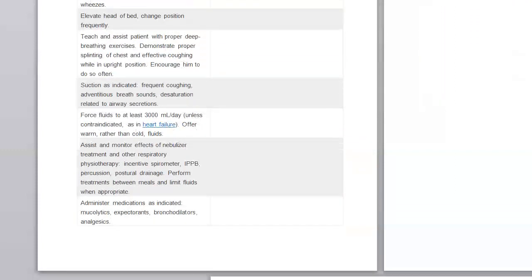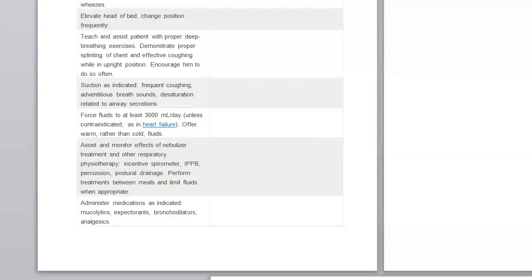Other respiratory physiotherapy includes incentive spirometry, IPPB, percussion, and postural drainage. Perform treatments between meals, and limit fluids when appropriate. Nebulizers and other respiratory therapy facilitate liquefaction and expectoration of secretions. Postural drainage may not be as effective in interstitial pneumonias or those causing alveolar exudate or destruction. Coordination of treatments and oral intake reduces the likelihood of vomiting or coughing with expectorations.